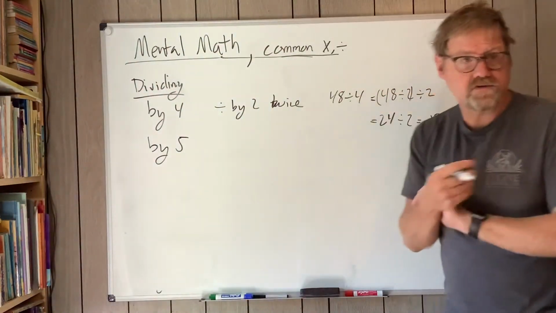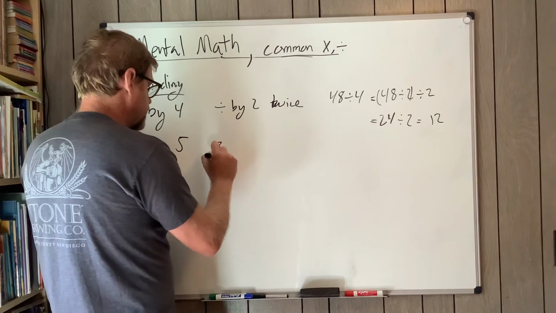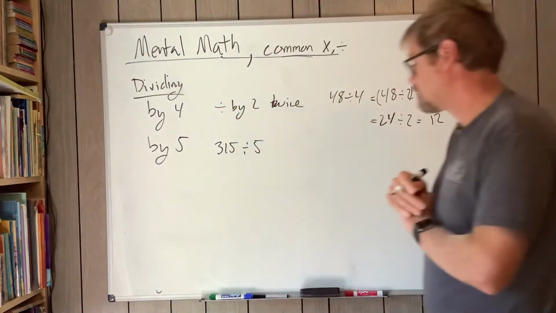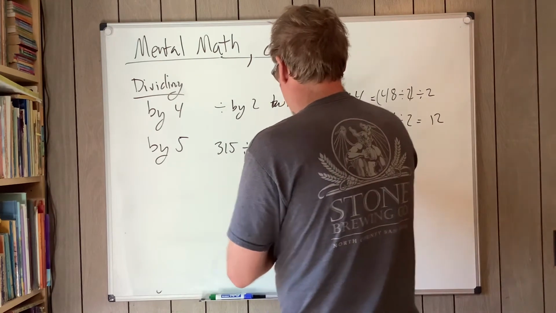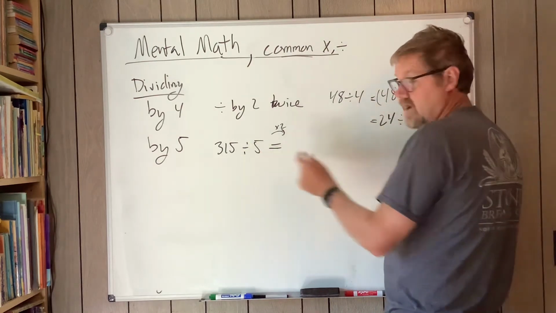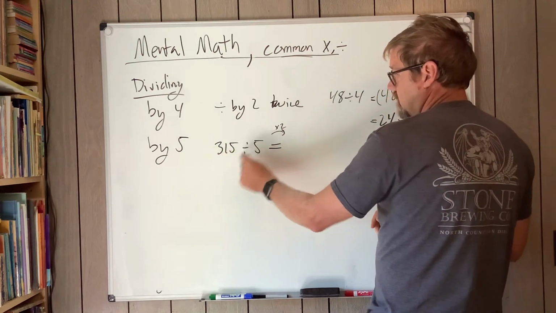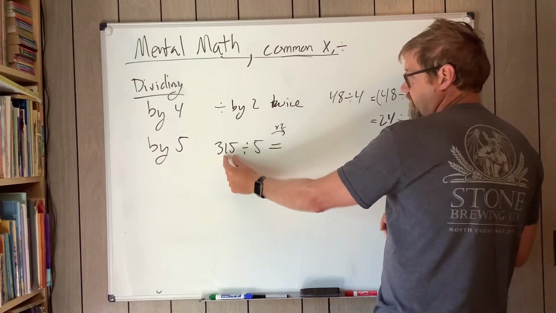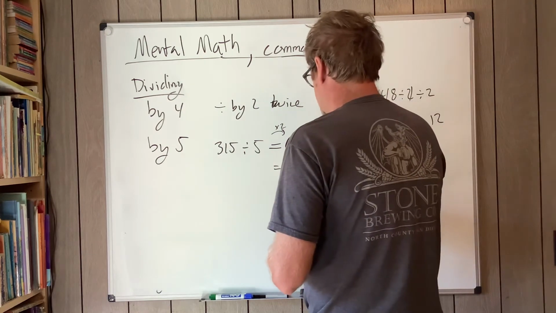So by 5, I would do some compensation with that. I've done some examples with this. Let's do, say, 315 divided by 5. And this I would do multiply by 2. So the compensation for division, remember, you can either multiply or divide both by the same number. So if I multiply this by 2, it'd be a little bit tricky, but think of it as 300 plus 15. So 300 times 2 is 600, 15 times 2 is 30, 630 divided by 10, which is 63.